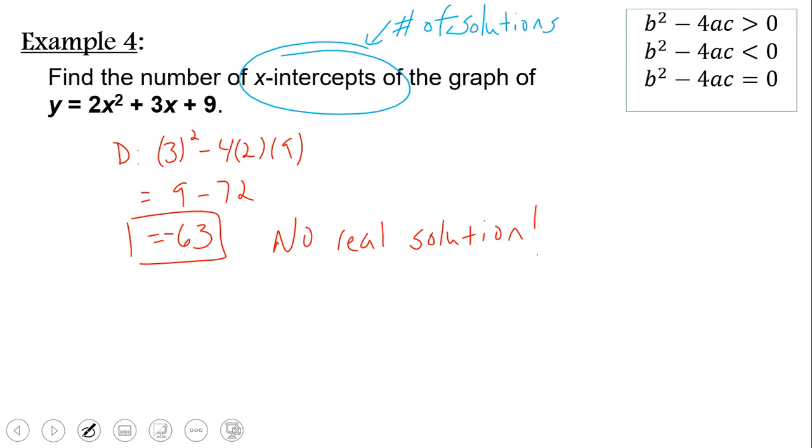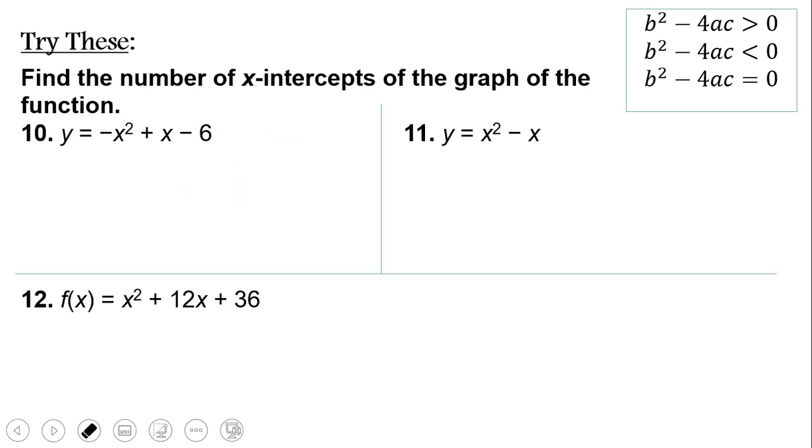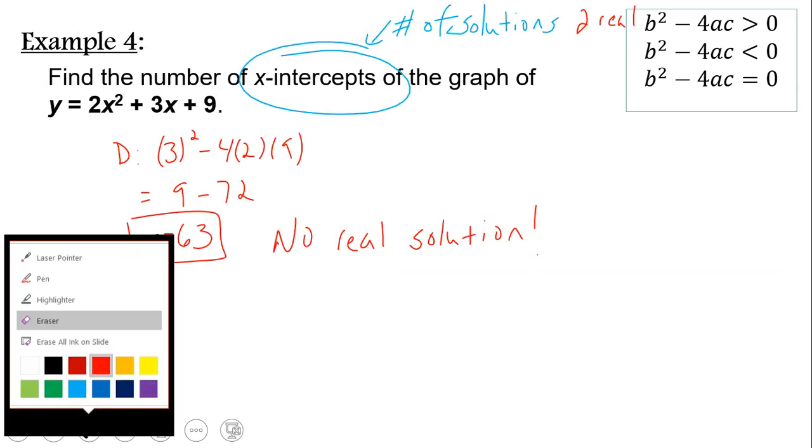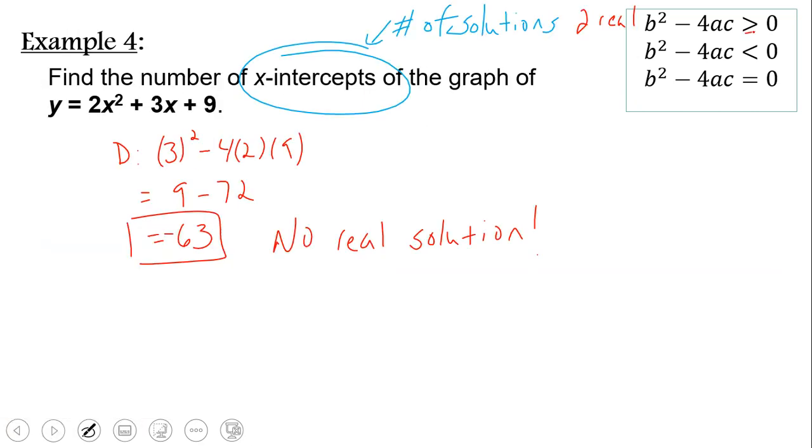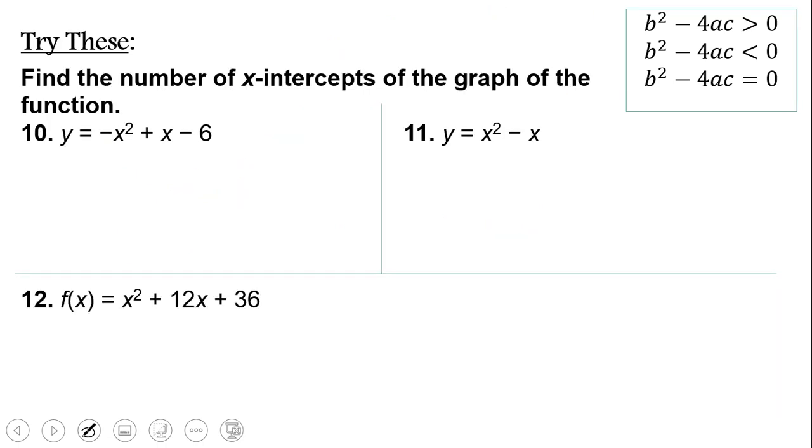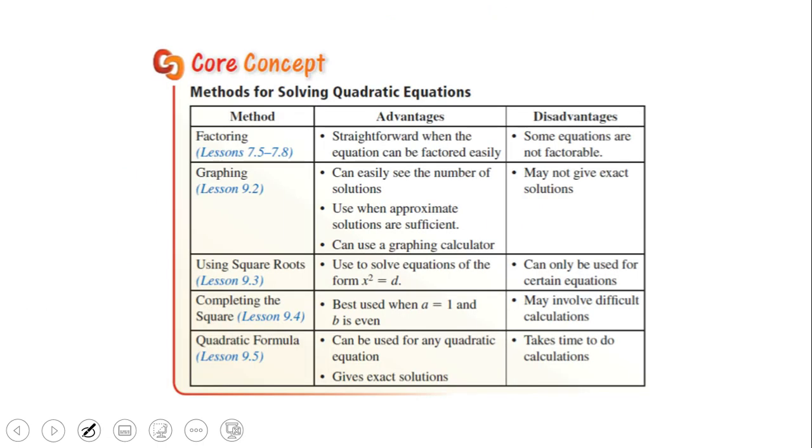So this would be greater than 0 is your 2 real, 1 real, and then no real. So make sure you know that. Oops, I reversed them. So this should be 2 real when it's positive, no real when it's negative, and then 1 real when it's equal to 0. Okay, don't need to go through these.